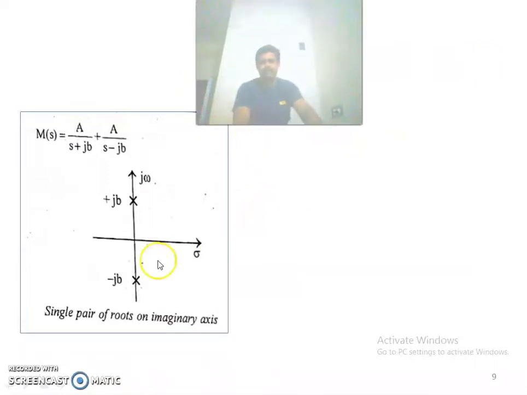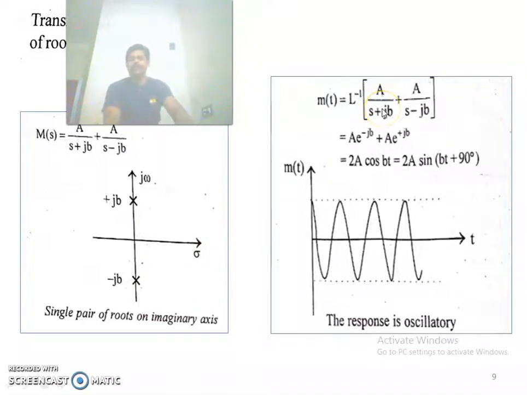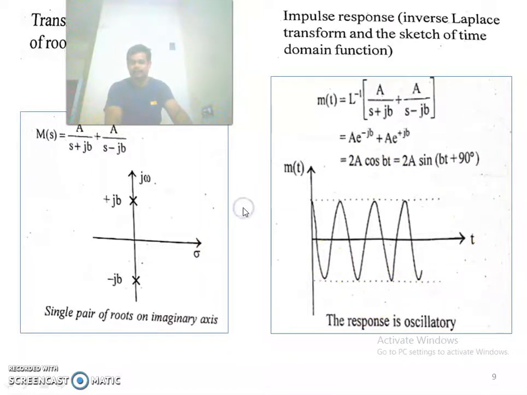Next, you are having a single pair of roots on the imaginary axis. Exactly, you are having the roots on the imaginary axis. While taking the inverse Laplace transform, you will get A divided by (S plus jB) plus A divided by (S minus jB), where A is constant. So you will get A e to the power minus jBt plus A e to the power plus jBt. In simplification you will get 2A cos Bt. Cos Bt can be written as sin(Bt plus 90). So here also the response is oscillatory.